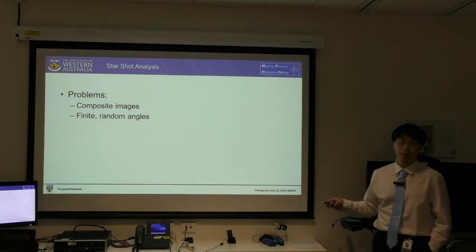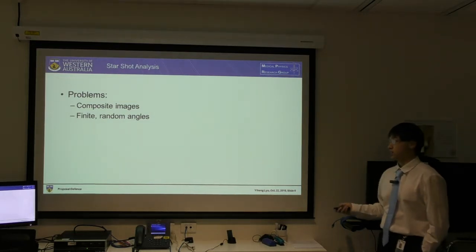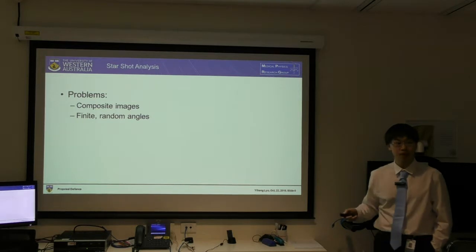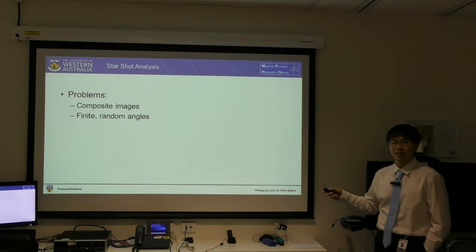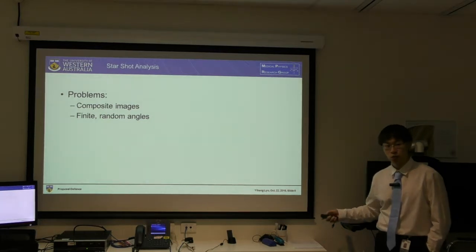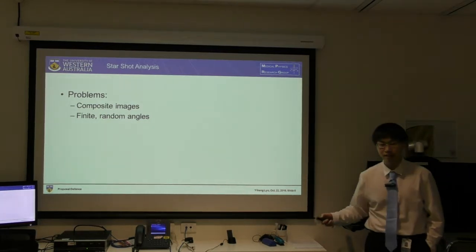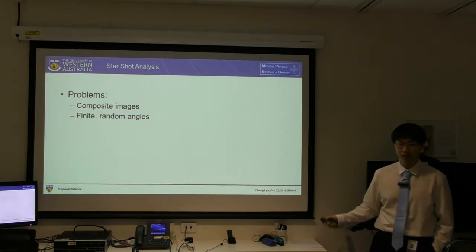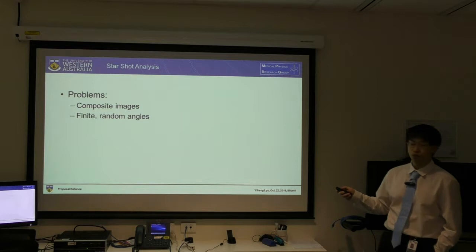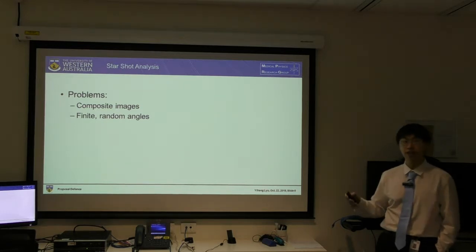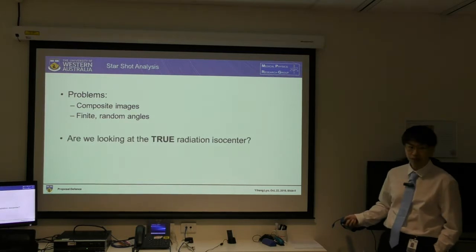But there's another problem. When we are doing starshot analysis, we are using a finite number of beams, and those beams come from angles that are usually randomly chosen with little scientific evidence. So the real problem is that we are trying to use starshot to represent the radiation epicenter. But are we looking at the true radiation epicenter, right?